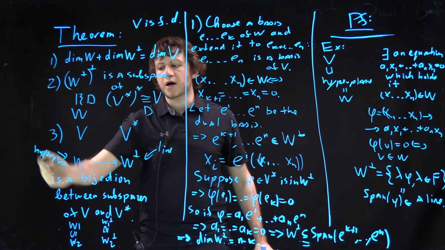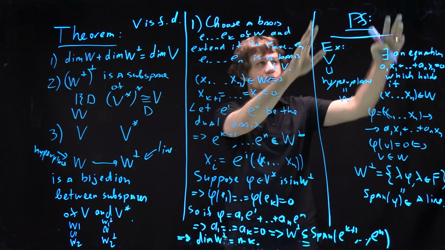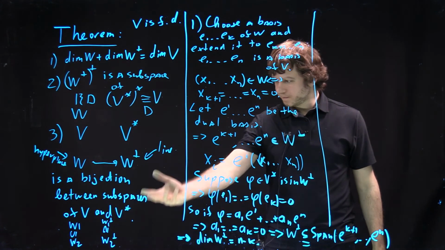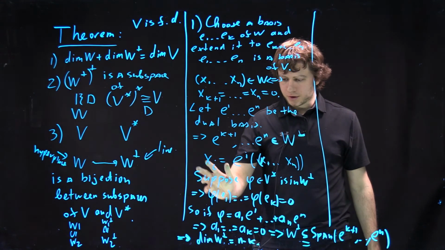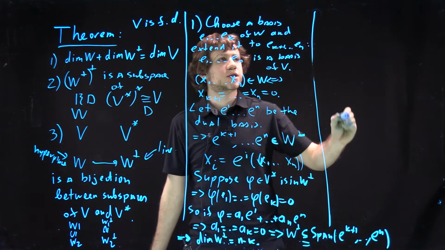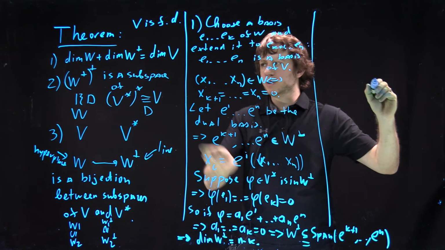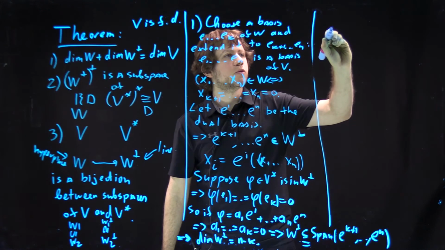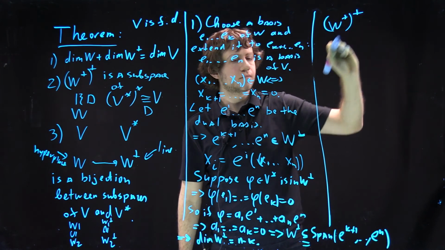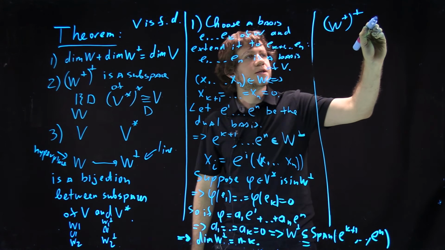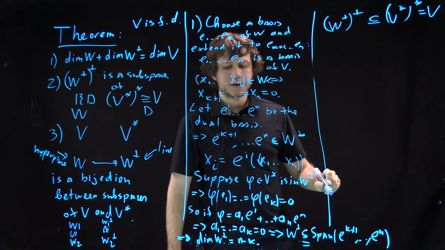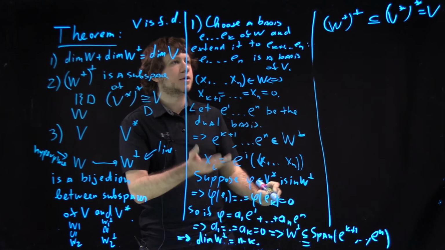And honestly, the second part absolutely follows from here. Let me erase this part and I will explain it. Okay, perfect. So we have proven 1, and then 2. Just using this idea, if you take W_perp, this should be inside V star star, which is just V. We can identify them.